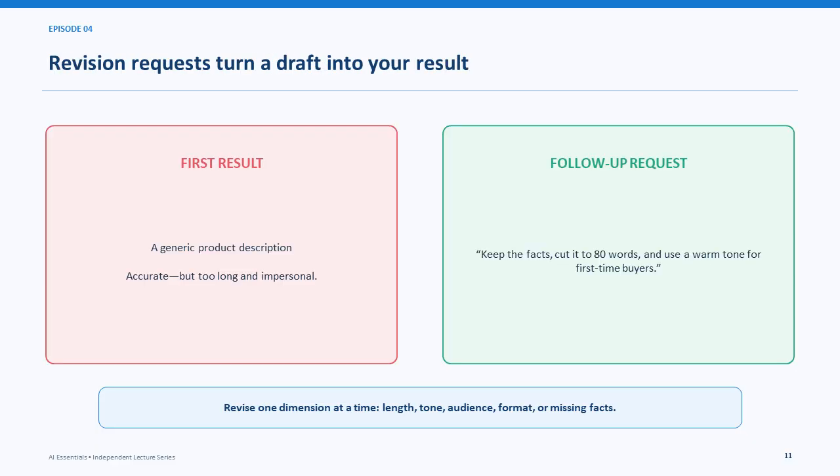Revision requests turn a first result into your result. The first product description on the left may sound generic and impersonal. The follow-up request on the right identifies 3 exact changes: retain the facts, rewrite in a warm tone for first-time buyers, and keep the copy concise. Effective revision names what should stay, what should change, and who the result is for.